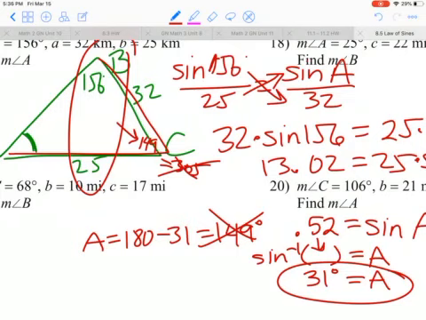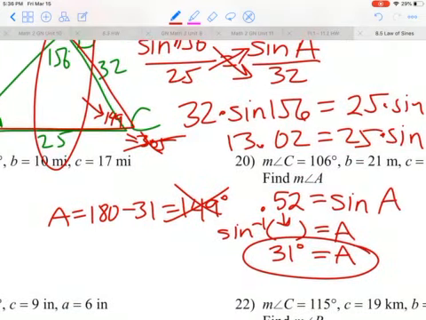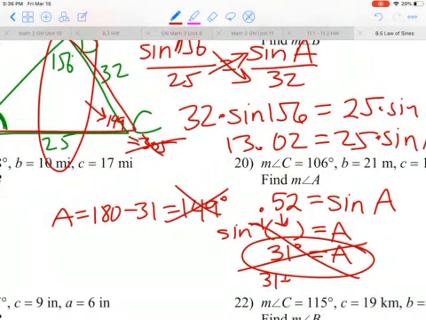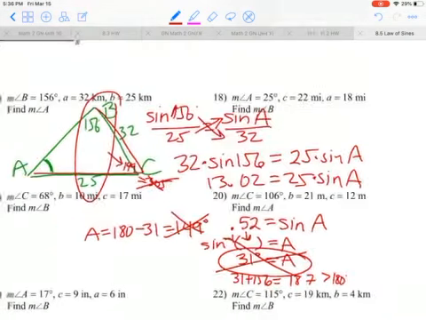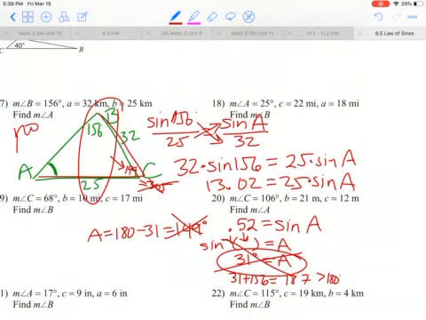You have to try the 31 also. So if I add the 31 and 156, guess what? That also doesn't work, because 31 and the 156 I had make 187, which is greater than 180 still. Barely, but it is. So this actually has no triangle exists, because none of our angles worked. And that is how you do an ambiguous case.